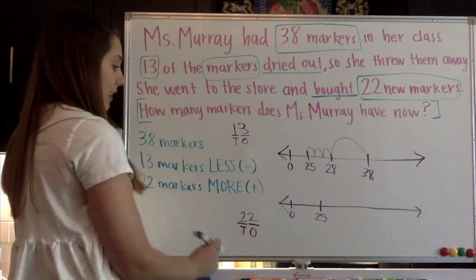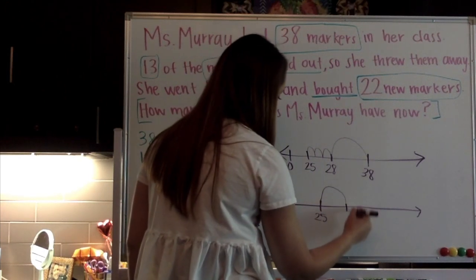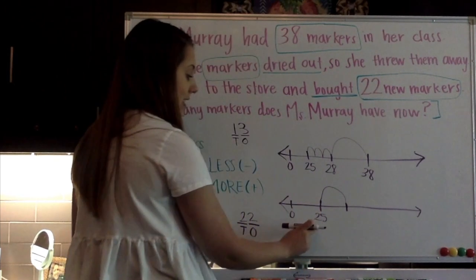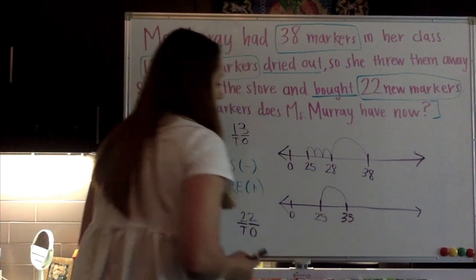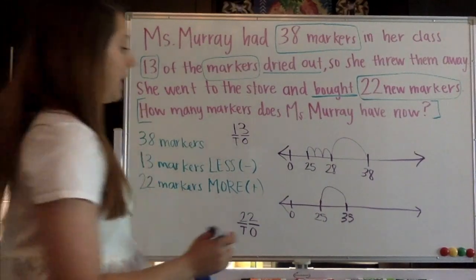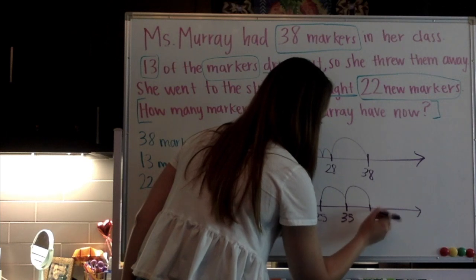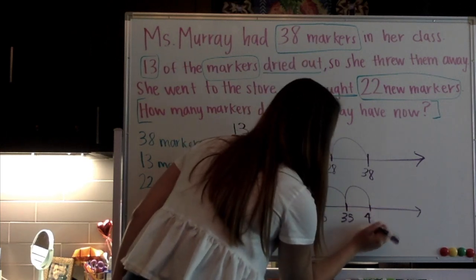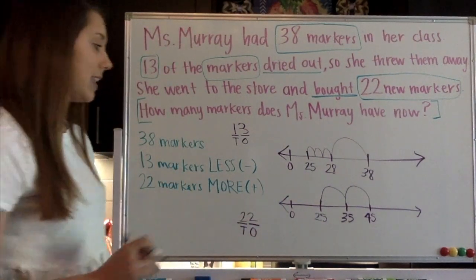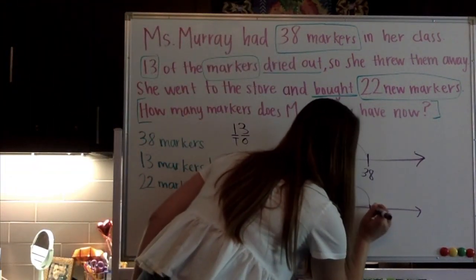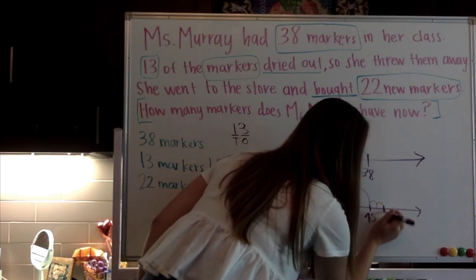So I'm going to start with my 10s, and I'm going to jump forward 1 10. 25 plus 10 would be 35. And then I'm going to jump forward one more 10. And 35 plus 10 would be 45. And then I'm going to take my 2 ones and add those on here. So I know that that would be 46 and 47.